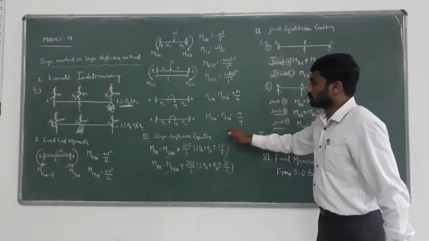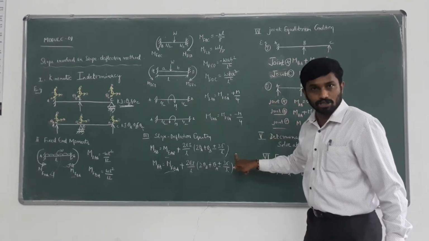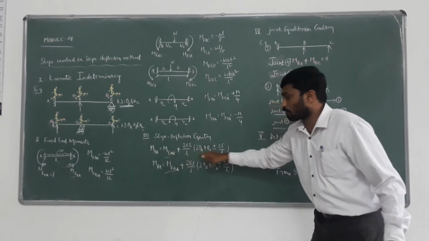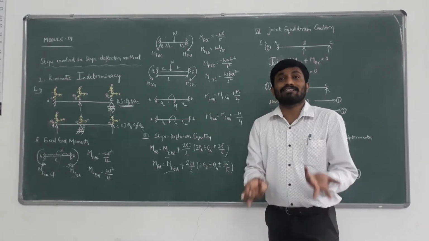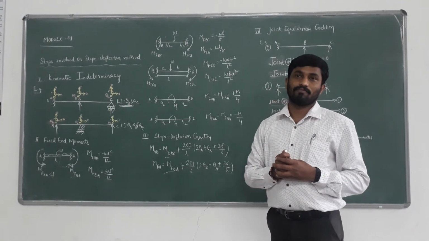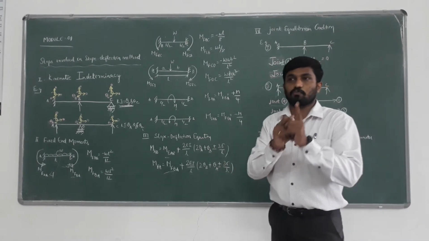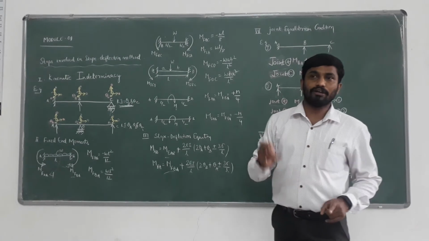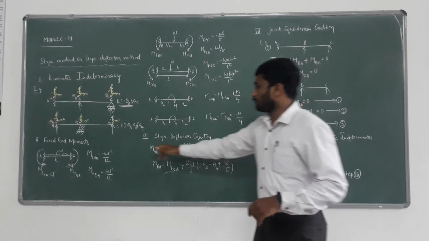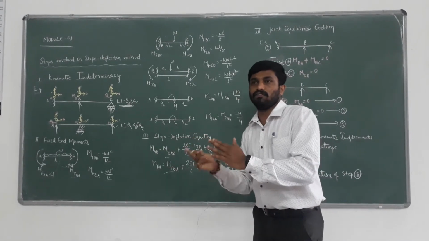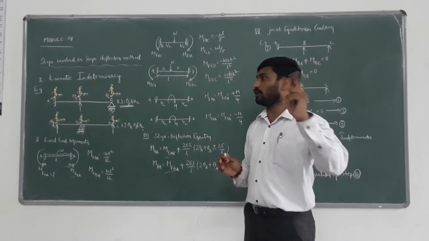Once you determine fixed end moments and substitute in this equation, you get equations in terms of the unknowns theta A, theta B. What are theta A, theta B? Those are the kinematic indeterminates. So you get a set of equations. Each span has two equations: for AB, MAB and MBA; for BC, MBC and MCB; for CD, MCD and MDC. Like that, each span has two equations.